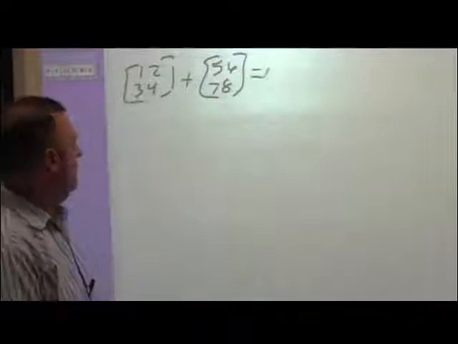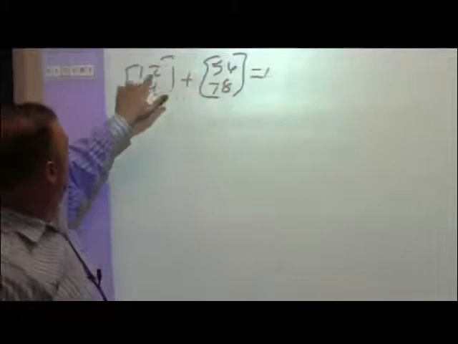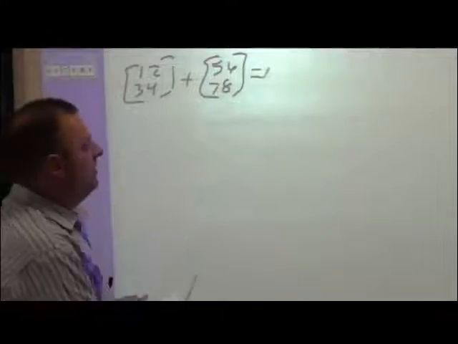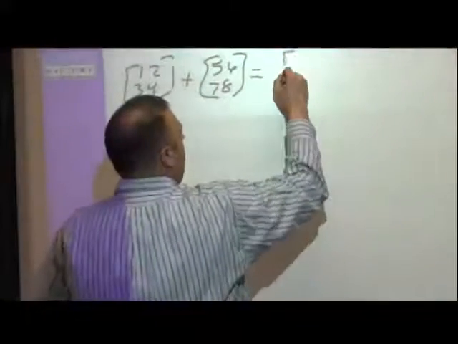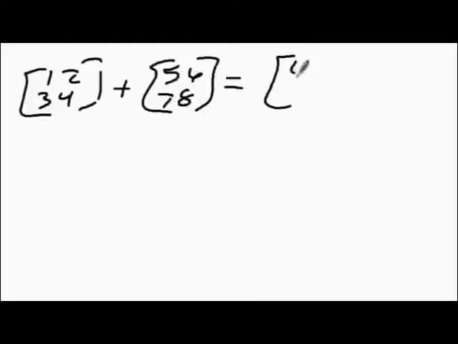All you really have to do is take the same corresponding position in each matrix and add those two numbers, giving you the resulting sum of those two. So you're going to take 1 and 5, giving you 6. Then you're going to take 2 and 6, add those, and that's going to give you 8. Take 3 and 7, that's going to give you 10. And then 4 and 8, and that gives you 12.